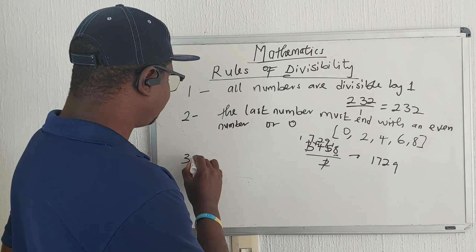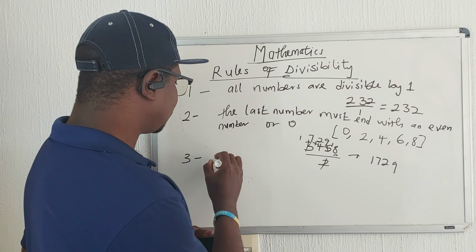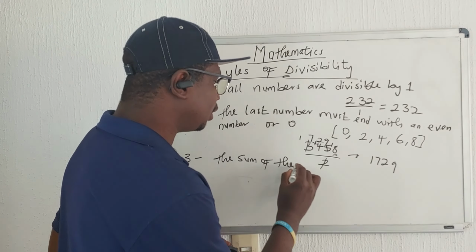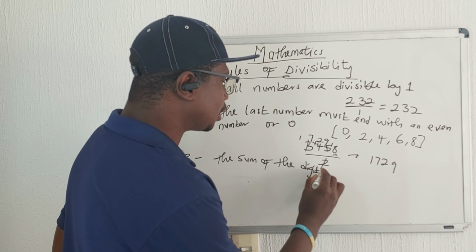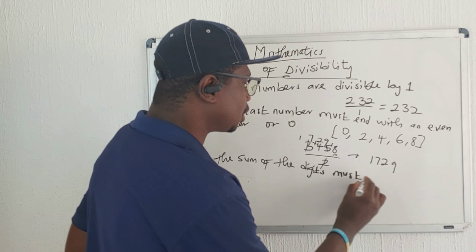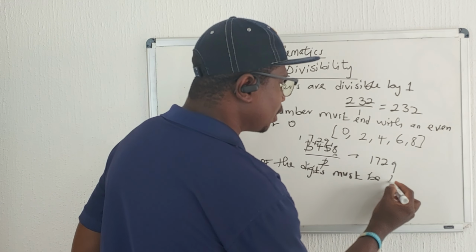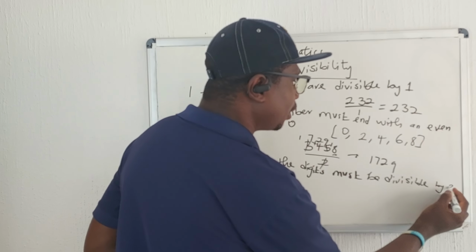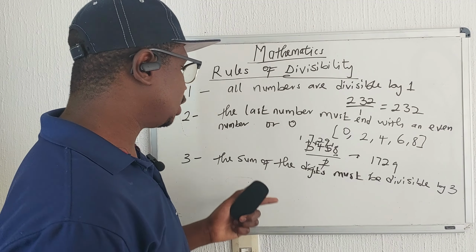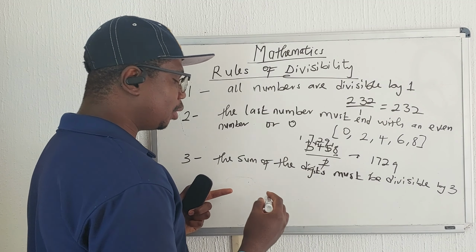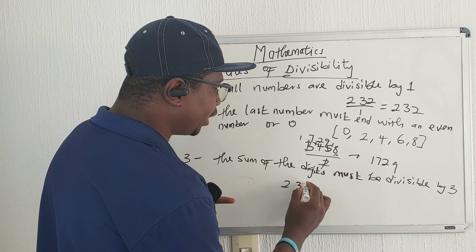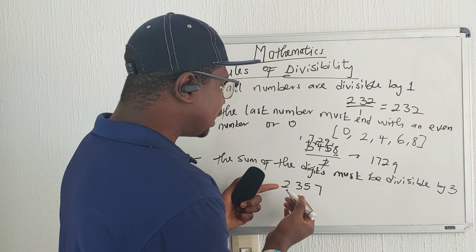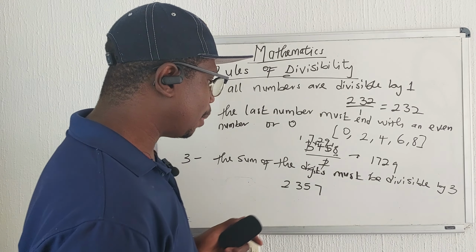Now, for 3, what is the test? The test is the sum of the digits must be divisible by 3. What do I mean by the sum of the digits? For example, we have 2, 3, 5, 7. These are the individual digits that make up this number.